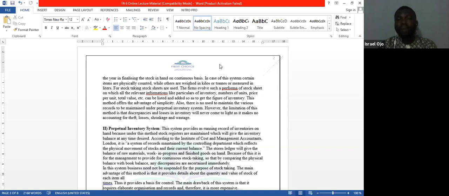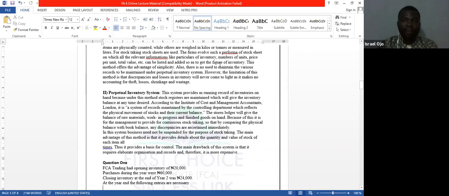Now, the perpetual inventory system makes use of what we call the inventory account. There is no purchase account. It makes use of the inventory account. So whenever we purchase an item, an inventory, we debit the inventory account, then we credit the payable or bank account. That is the double entry as regards the perpetual inventory system. So it makes use of the inventory ledger, as against the periodic that makes use of the purchase ledger.